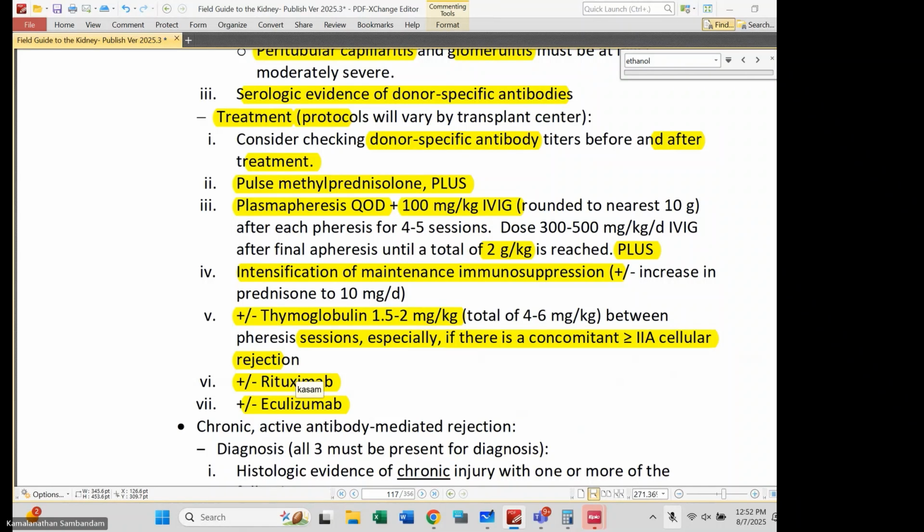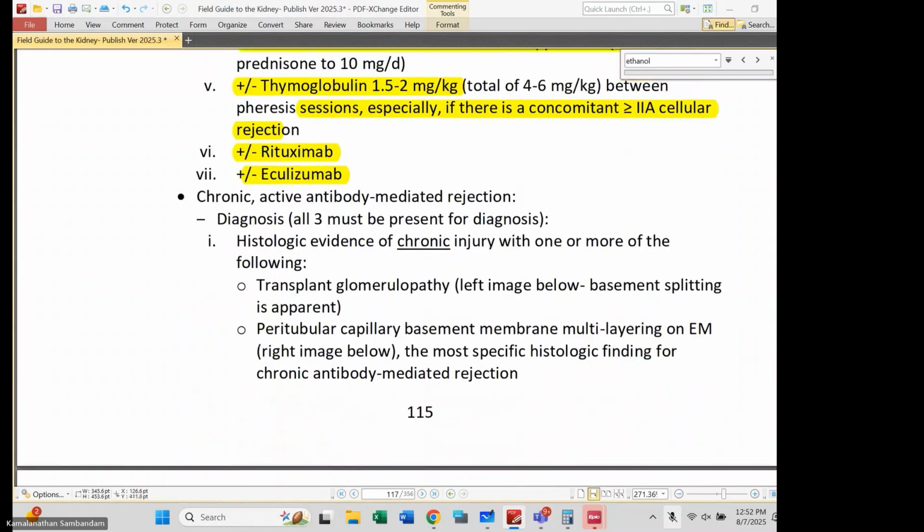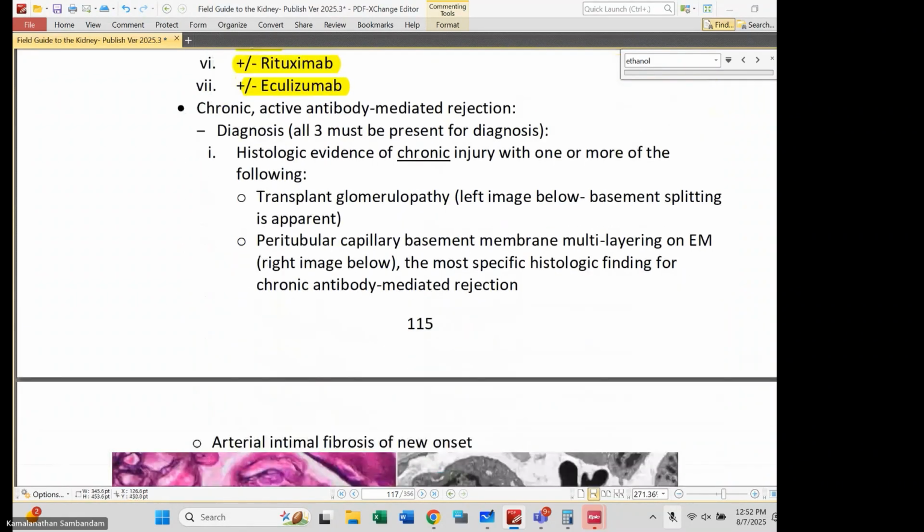Rituximab, eculizumab are also in these treatment protocols. You'll see them in various transplant centers. Remember, eculizumab is expensive and it's hard to get insurance approval for off-label use. Very expensive. $500,000 for 6 months. That's expensive.